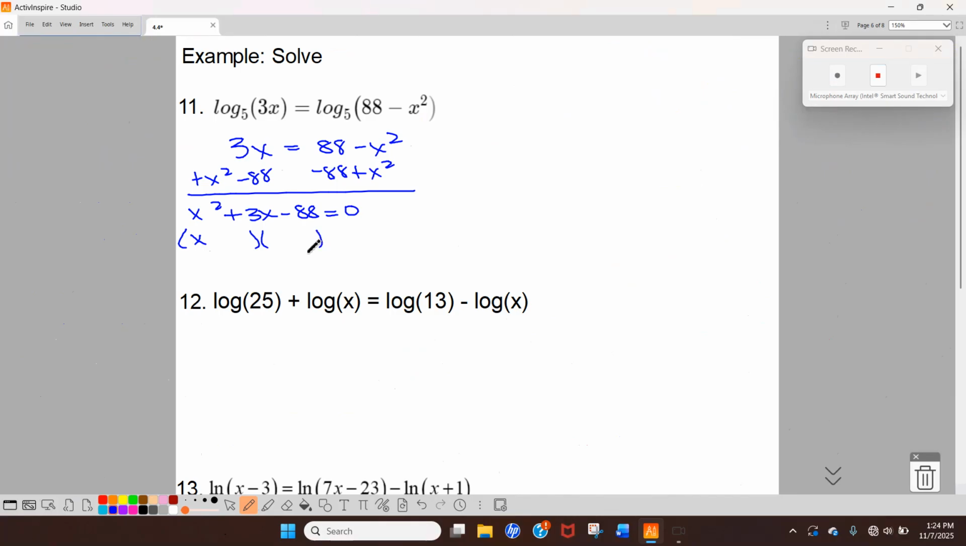I believe we can do plus 11 and minus 8. So that means that we get negative 11 and we get 8. All right, on that last question, I didn't check it, but you would check it the same way. I'm sorry that I didn't, I forgot.